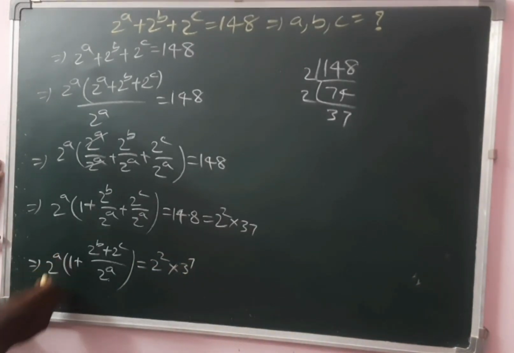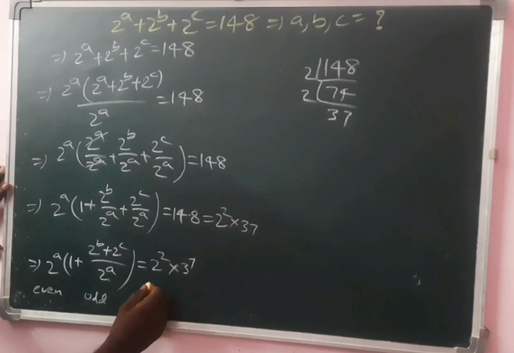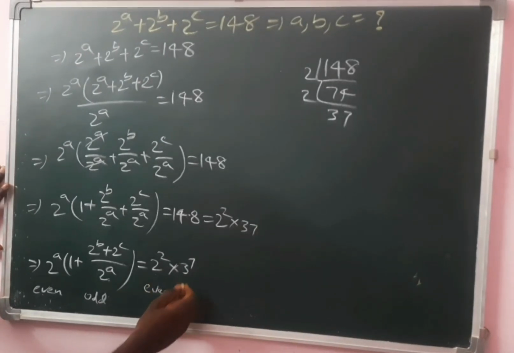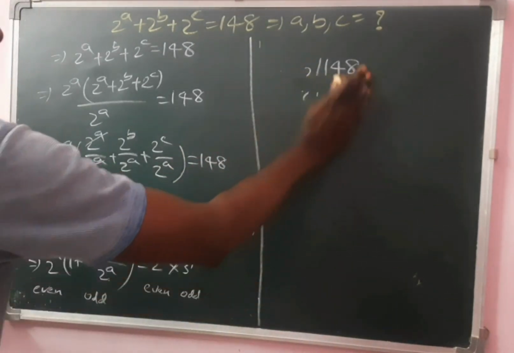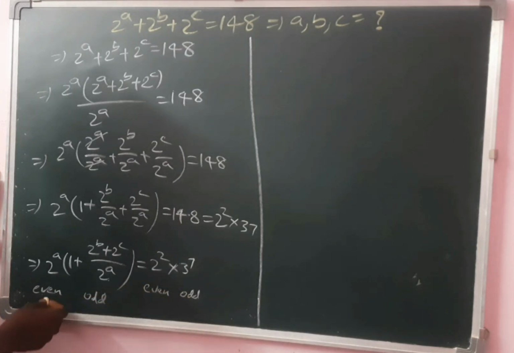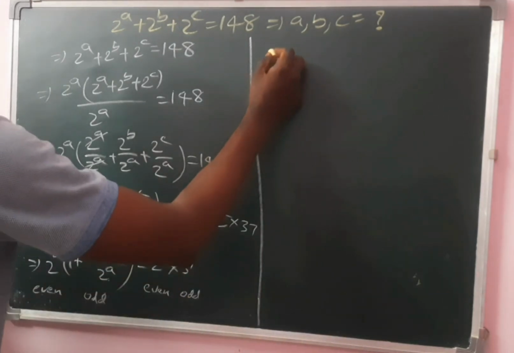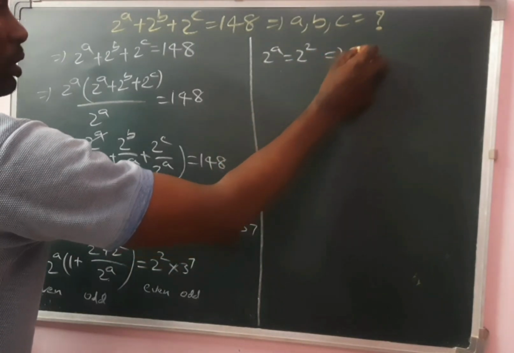సో ఇక్కడ 2 to the power of a అంటే ఇది ఈవెన్ నెంబర్ అవుతుంది. ఇక్కడ 1 ప్లస్ ఉంది కాబట్టి ఇది ఆడ్ నెంబర్ అవుతుంది. ఇక్కడ 2 స్క్వేర్ అనేది ఈవెన్ నెంబర్, ఇక్కడ 37 అనేది ఆడ్ నెంబర్. సో ఇప్పుడు ఈవెన్ నెంబర్ కి ఆడ్ నెంబర్ కి మ్యాచ్ చేసేద్దాం. సో ఈవెన్ నెంబర్ చూసినట్లయితే 2 to the power of a is equals to 2 square. సో అప్పుడు a is equals to 2.